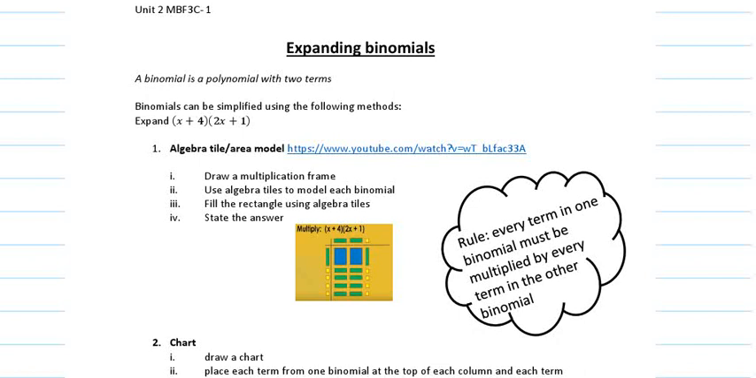What does the word binomial mean? So the word binomial means it has two terms. It's two terms. Bi means two.